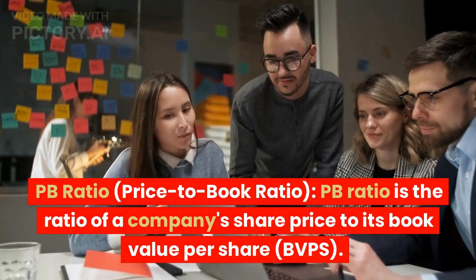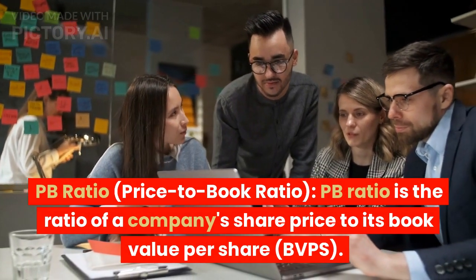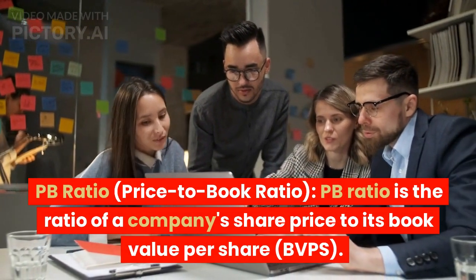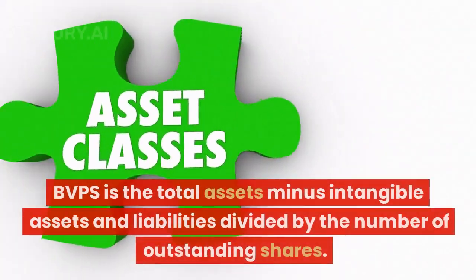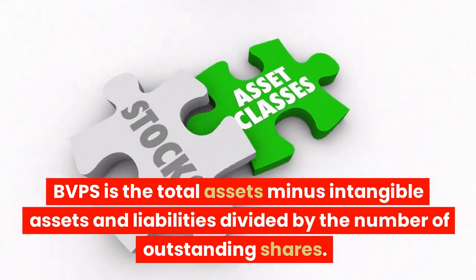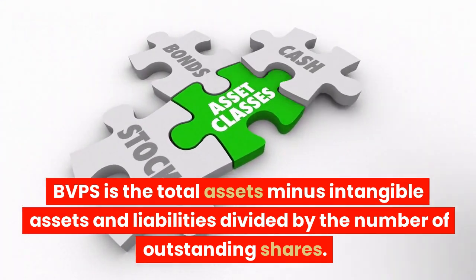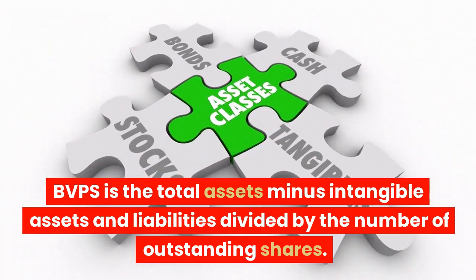P/B ratio. Price-to-book ratio, P/B ratio is the ratio of a company's share price to its book value per share, BVPS. BVPS is the total assets minus intangible assets and liabilities divided by the number of outstanding shares.